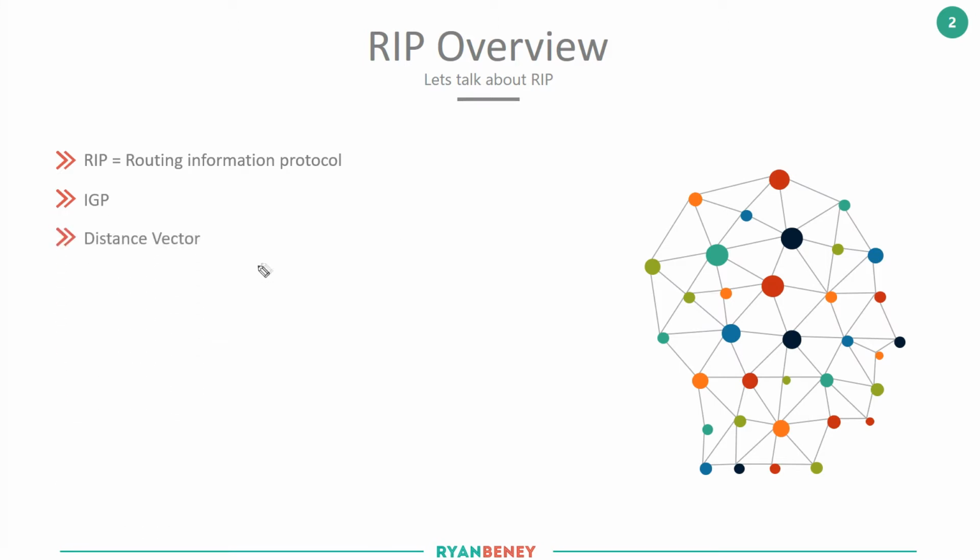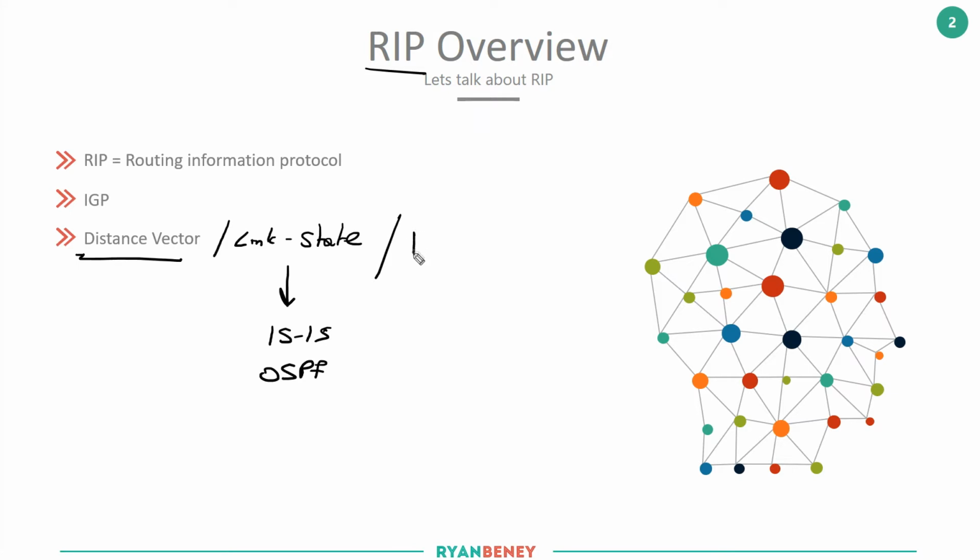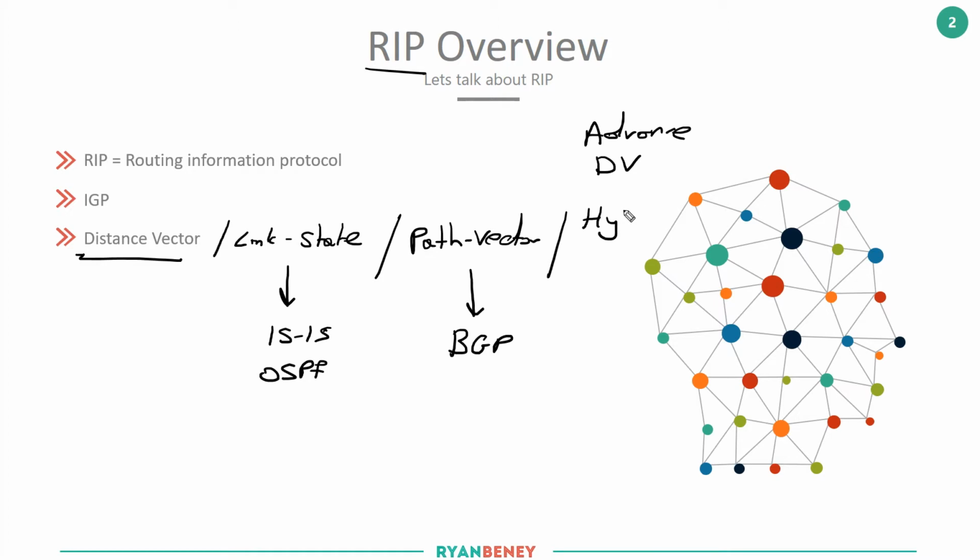RIP is considered distance vector. There are different categories routing protocols fall inside. RIP falls into what we call distance vector. We've also got something called link state, which is where things like ISIS and OSPF fall into. We've also got something called path vector, which is where our BGP falls into. And we've also got something called either advanced distance vector or sometimes called hybrid. And this is where our EIGRP falls into.